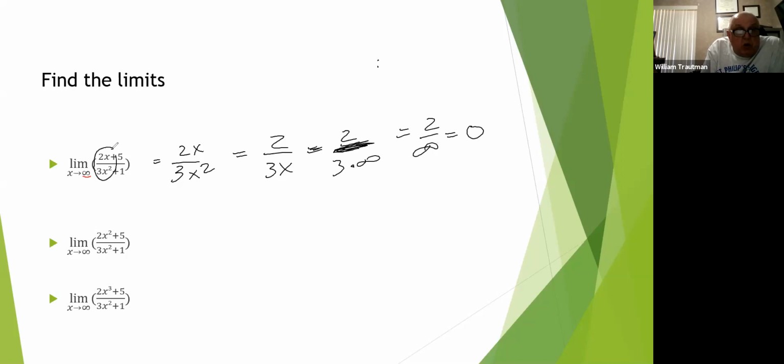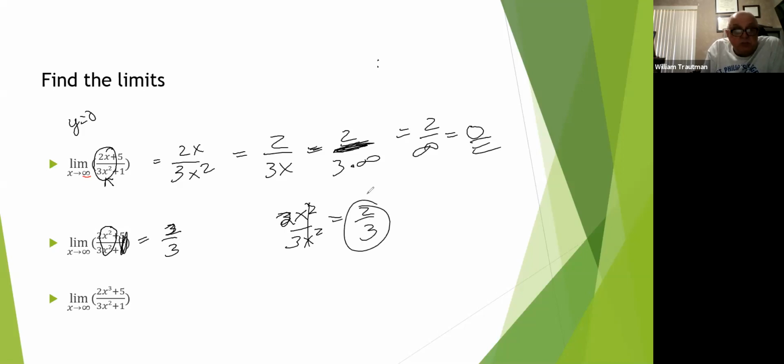Do you see here how when the power on the bottom is larger, the horizontal asymptote was y equals 0. Here the limit is 0. When the powers are the same, it's the coefficient. We're just going to look at the x's. We have 2x squared and 3x squared. You see these, once again, the 5 and the 1 are insignificant because we throw infinity in there and they mean nothing. These two cancel each other and we just have 2/3.